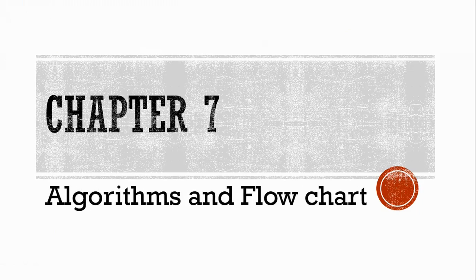Today we will continue our chapter number 7, Algorithms and Flowchart. We already learned about algorithms, and today we will learn about flowchart. Today we will take page number 77 to page number 80.